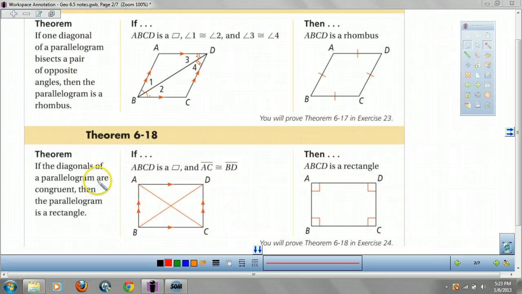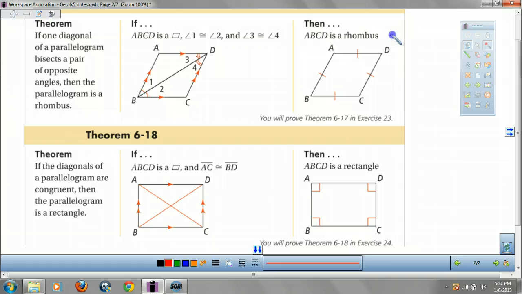If we have a parallelogram and the diagonals are congruent, then it's a rectangle, okay? Now remember, a square is like the baby of a rhombus and a rectangle. So all these theorems hold true for squares.